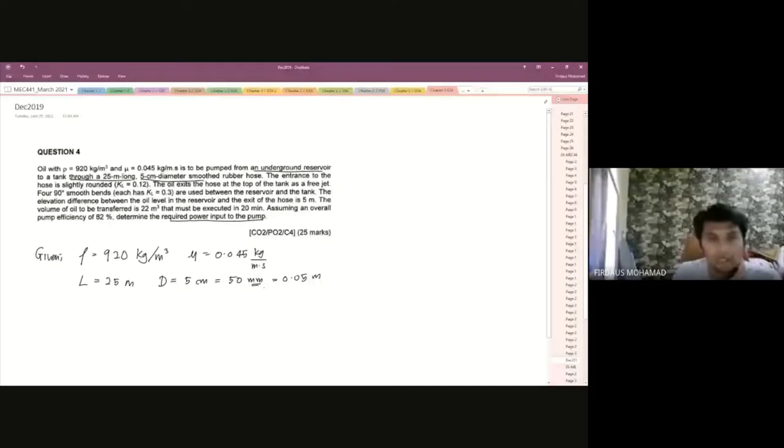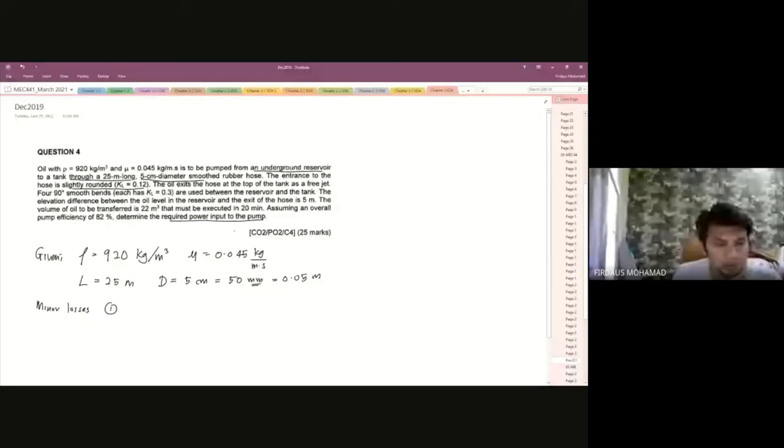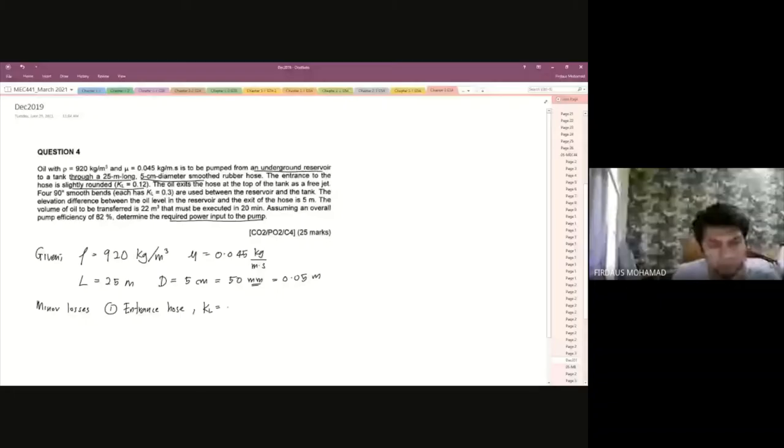Okay, so the entrance to the hose is slightly rounded, which is KL equal to 0.12. So these are the minor losses, number one, at the entrance of the hose, KL equal to 0.12. The oil exits the hose at the top of the tank as a free jet. Okay, so this is a very important point, which is a free jet. A 4 unit of 90 degree smooth bend, which has KL 0.3.